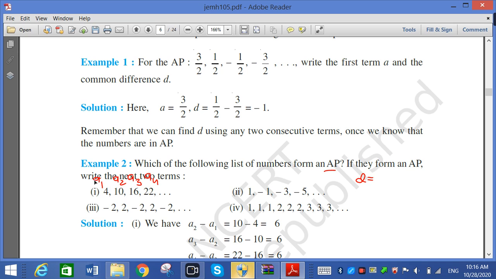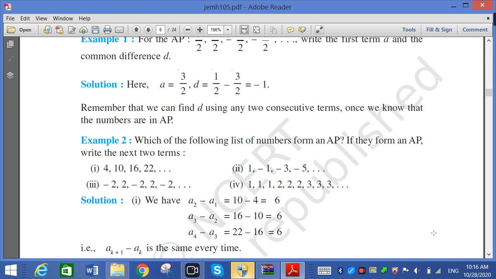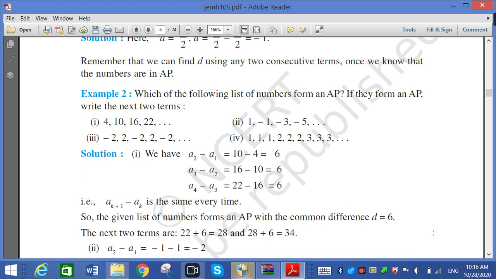First A2 minus A1, that is 10 minus 4, 6. 16 minus 10, 6. 22 minus 16, that is 6. Every time the difference is the same, then we can say it is an arithmetic progression. Now what is A? A is equal to 4 and D is equal to 6.